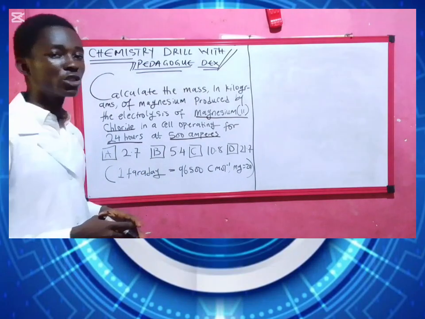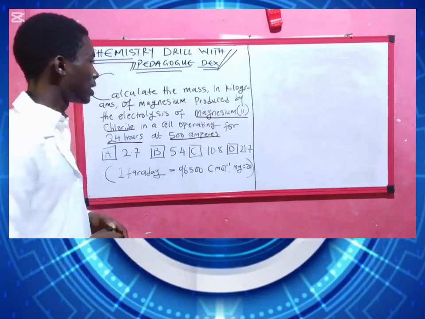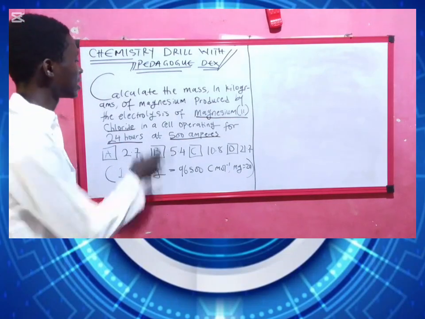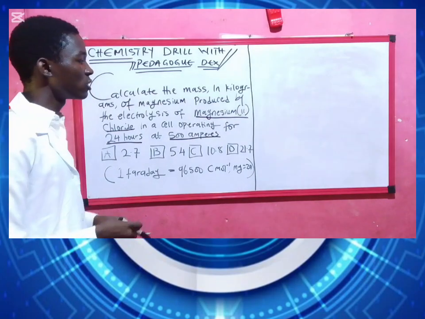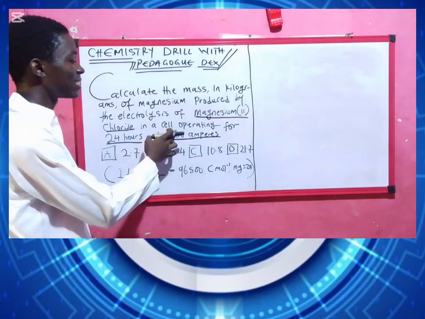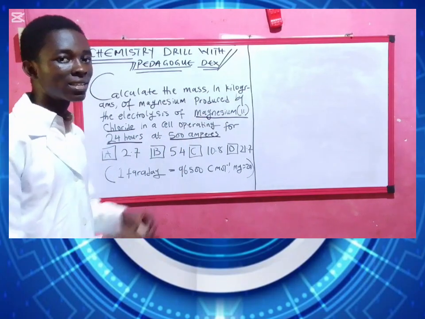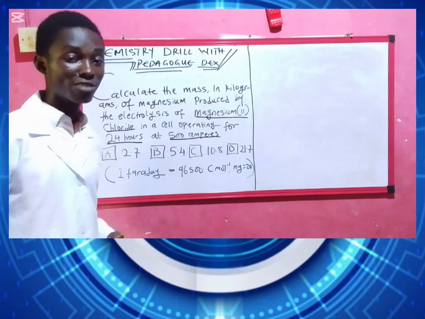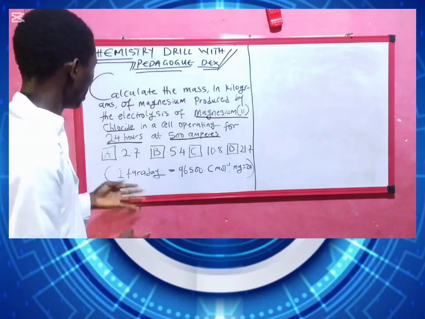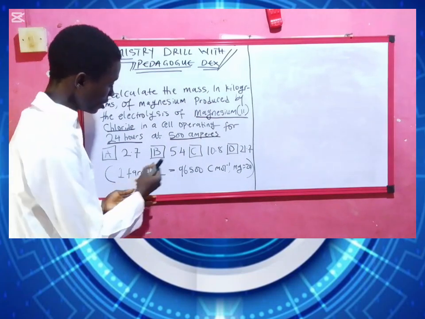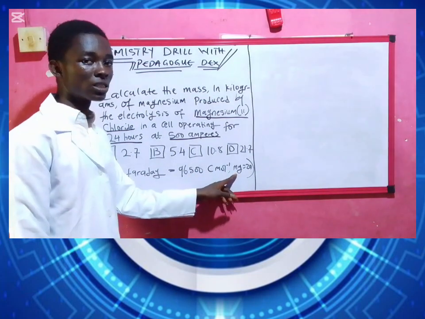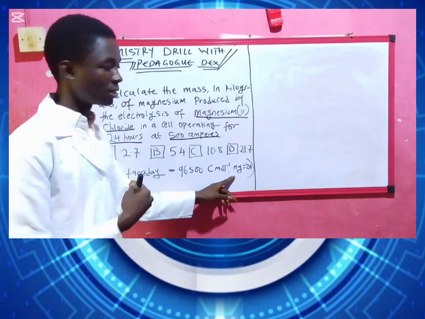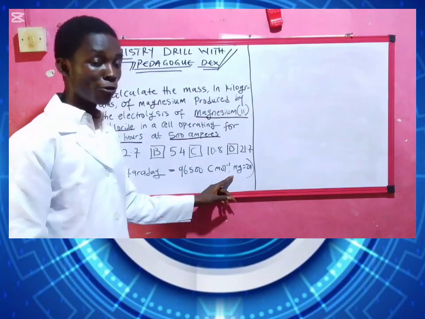Okay, so we have a chemistry question from a JAMB past question, and it's from electrolysis. It says, calculate the mass in kilogram of magnesium produced by the electrolysis of magnesium chloride in a cell operating for 24 hours at 500 ampere. In brackets, they gave us that 1 Faraday is equal to 96,500 coulombs per mole, and they gave us the atomic mass, which we are going to be calling molar mass. They gave it to us as 24 grams.